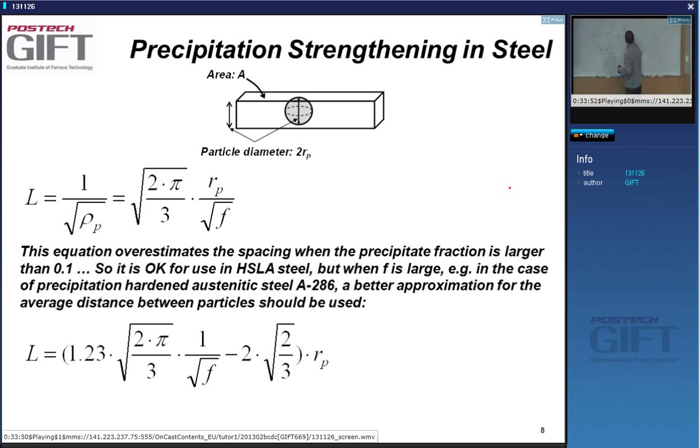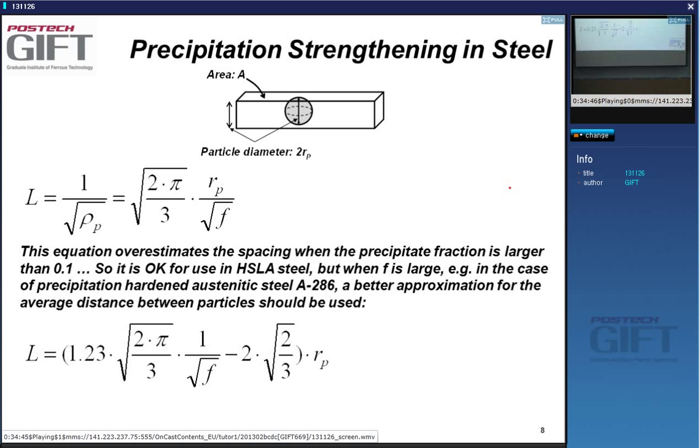So the way it looks is that I think I should have volume fraction. If the volume fraction is larger than 0.1, then the top formula overestimates the distance, so you have to use the corrected formula. For HSLA steels, our volume fractions are of the order of 10 to the minus 3, so well within the area where the formula on top applies. So you can use that formula.